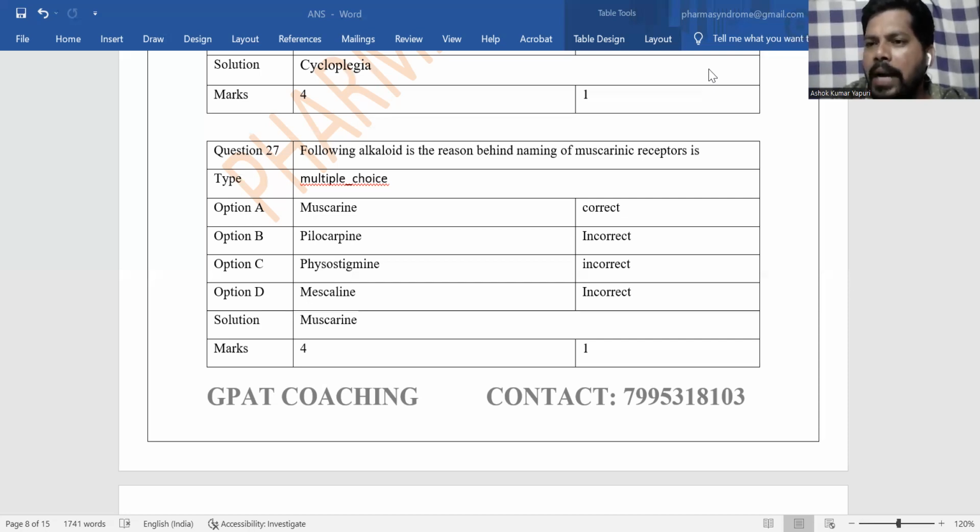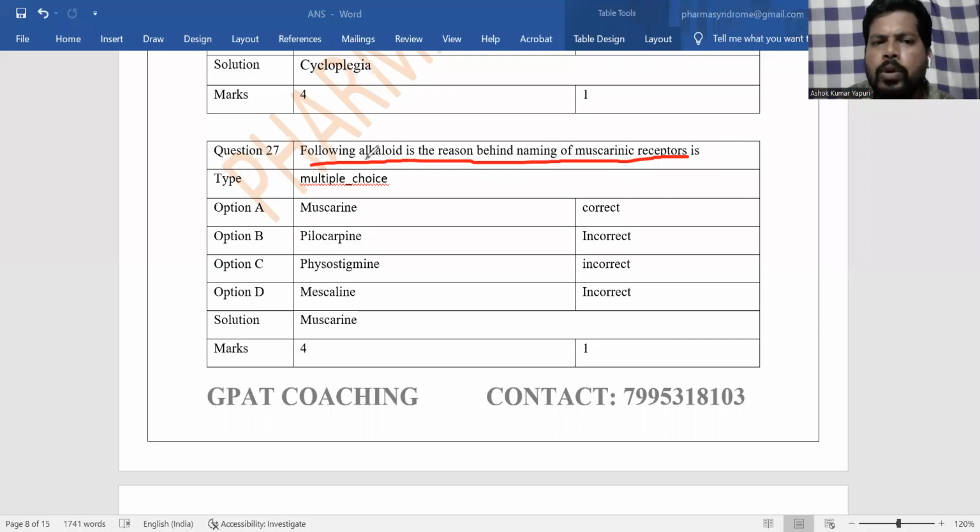And here, let's continue the questions. Next question: which of the following alkaloids is the reason behind the naming of the muscarinic receptor?